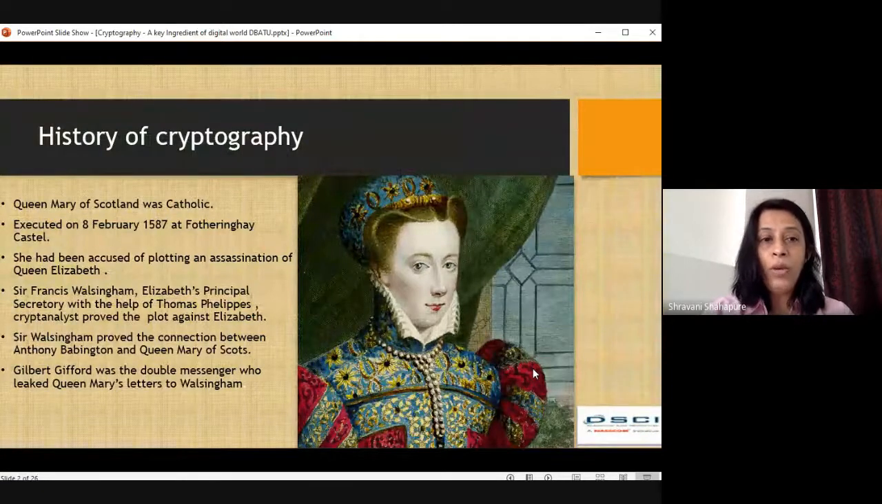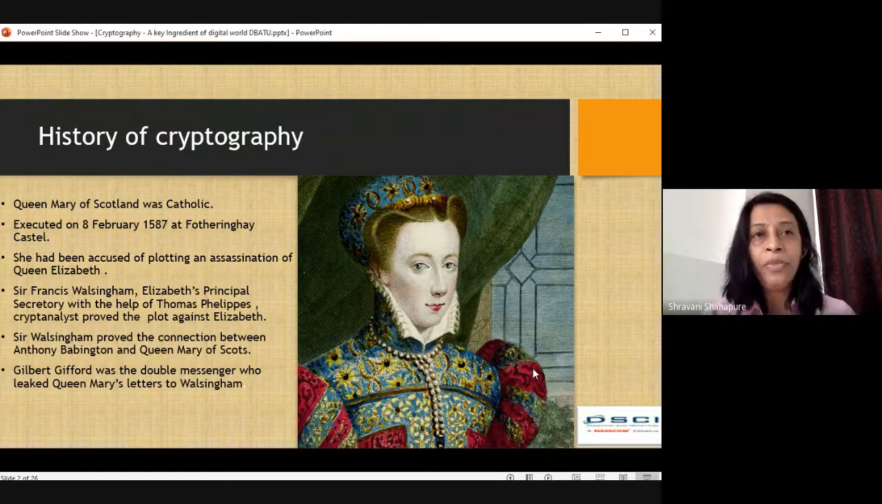So Queen Elizabeth, it's a 16th century example, and we will see how beautifully cryptography has been used. And it's not only cryptography, but the role of cryptanalysis that played into this, and the entire course of history changed. So on the morning of October 1586, Queen Mary was escorted by the guards into the crowd of Fotheringhay Castle. Why was she there?